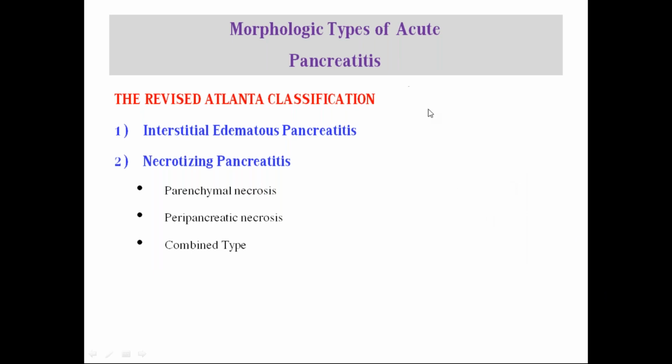There are various types of classifications of acute pancreatitis. One is the Atlanta classification, which is most commonly followed. In the Atlanta classification, pancreatitis is graded into two types. One is interstitial edematous, and the other is necrotizing pancreatitis. Necrotizing pancreatitis involves parenchymal necrosis or peripancreatic necrosis, or a combined type. Interstitial edematous is commonly seen in case of gallstones, and necrotizing pancreatitis is seen in case of alcoholism.